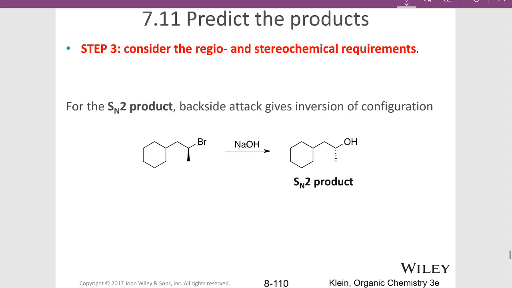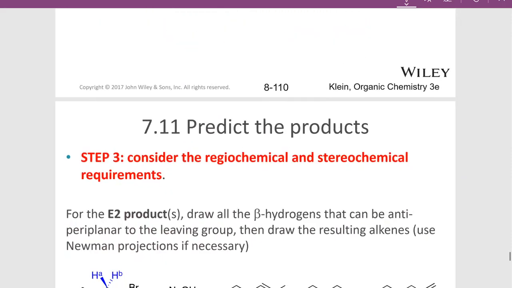Okay, so for our SN2 product, we get inversion of configuration. Remember, the bromine is going to be leaving and we're going to be replacing that with hydroxide. So all you need to do to draw the inversion of configuration product is just change this wedge to a dash. Remember from chapter 5, in order to draw the inverted stereochemistry, you just need to swap two of your substituents on that chiral carbon. So in this case, we swapped the hydrogen and the methyl, and that gave us the inversion product. So that's our SN2 product here.